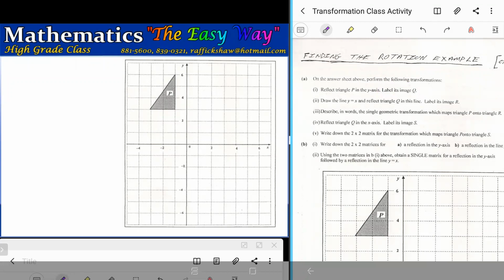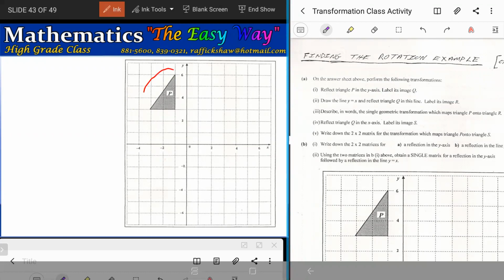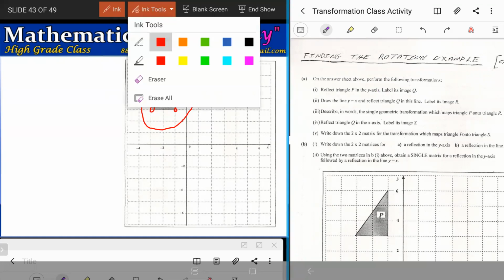So we're doing a y-axis reflection. All right. Now, the important thing to remember for reflection is that you do your reflection one point at a time. Don't try to reflect the entire triangle all at once. Do it point by point. You're going to reflect this point, reflect that point, and then reflect that point. All right? Do it one point at a time.